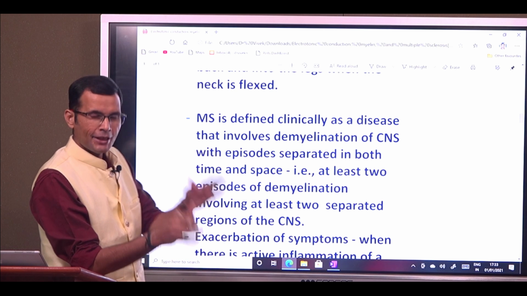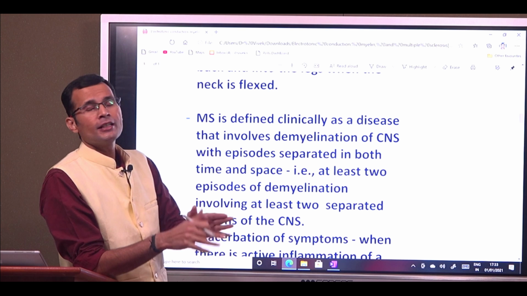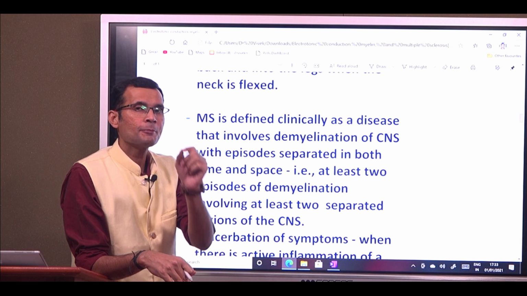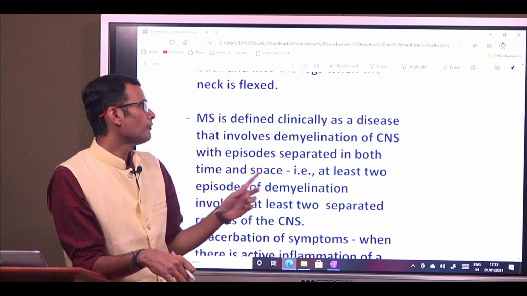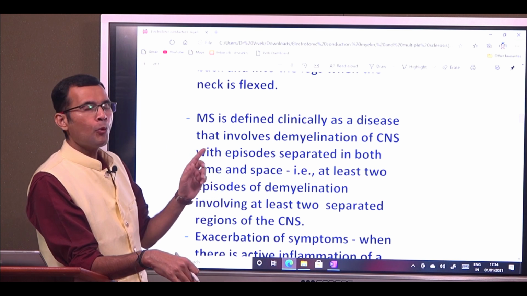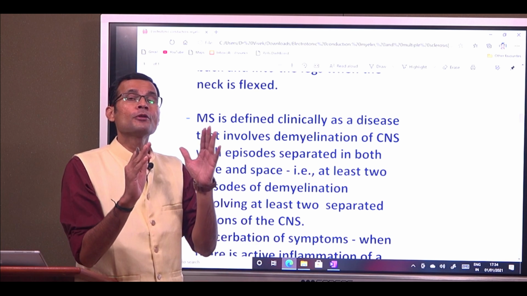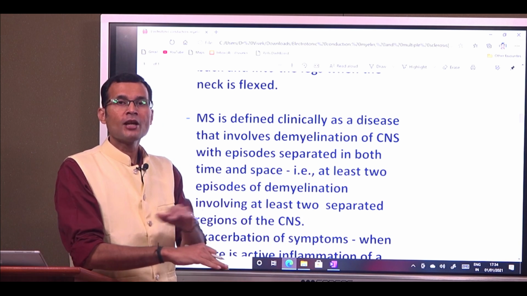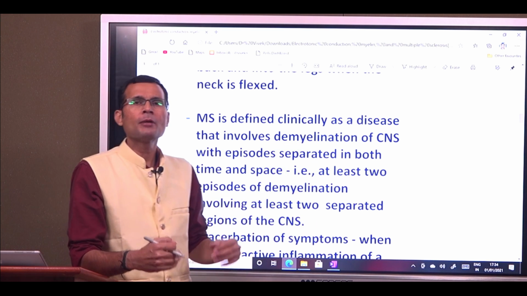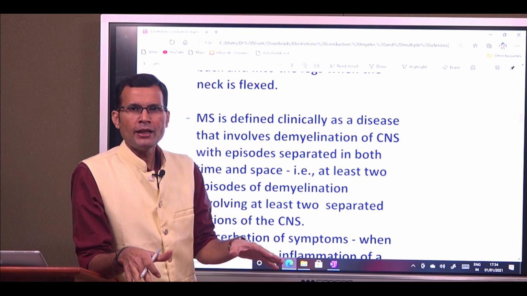It's defined clinically. Multiple sclerosis is defined as a disease that involves demyelination of the CNS. Now listen to this part. Demyelination of the CNS neurons with episodes separated in both time and space. There will be episodes of conduction block. The neurons have been demyelinated in the CNS, so impulse conduction will become difficult. So there will be manifestations of that.